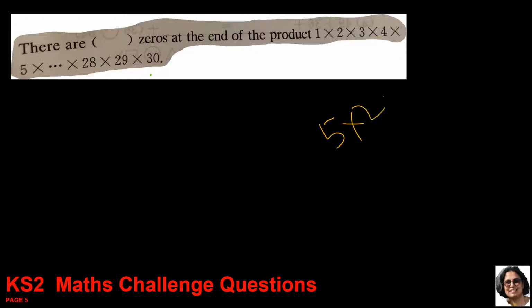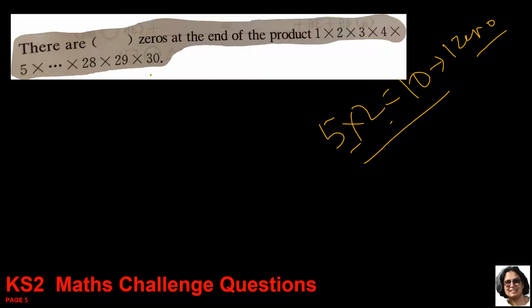If we do 5 times 2, we get 10. So there is 1 zero at the end of the product of 5 and 2. So what will be the number of zeros at the end of the product if you multiplied all these numbers?